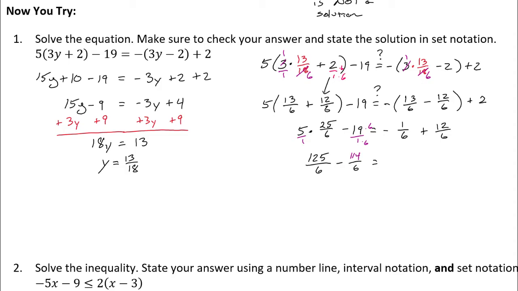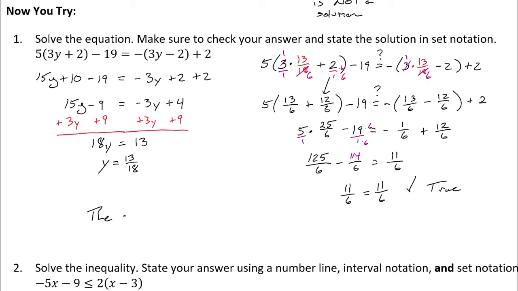On the right side, negative 1/6 plus 12/6 is going to be 11/6. And then on the left side, 125/6 minus 114/6. It's funny to say a few times. 125 minus 114 is 11, and our 6 stays the same. And so 11/6 equals 11/6. Yep, that is true.